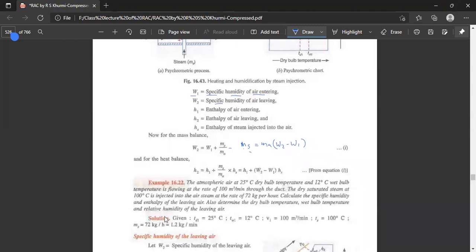So the heat balance will accordingly be: enthalpy H2 is equal to H1 plus Ms divided by Ma multiplied by Hs. That is, the mass balance multiplied by the enthalpy of the steam, plus the enthalpy of the incoming air, gives the enthalpy of the outgoing air, which is H1 plus (W2 minus W1) Hs.